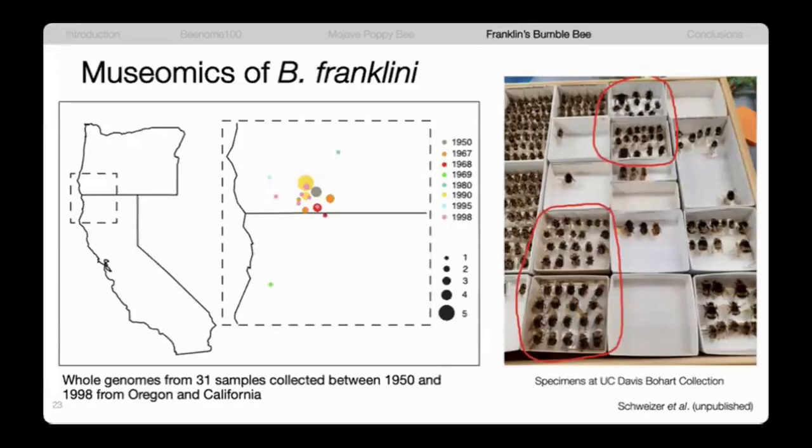So we undertook a museomics, that's another kind of omics, for Bombus franklini. We performed whole genome sequencing from 31 museum specimens collected between 1950 and 1998. This map shows the sampling location, the year, and the approximate number of individuals sampled from Oregon and California. And of course, these were specimens that were really kindly donated by the UC Davis Bohart collection.